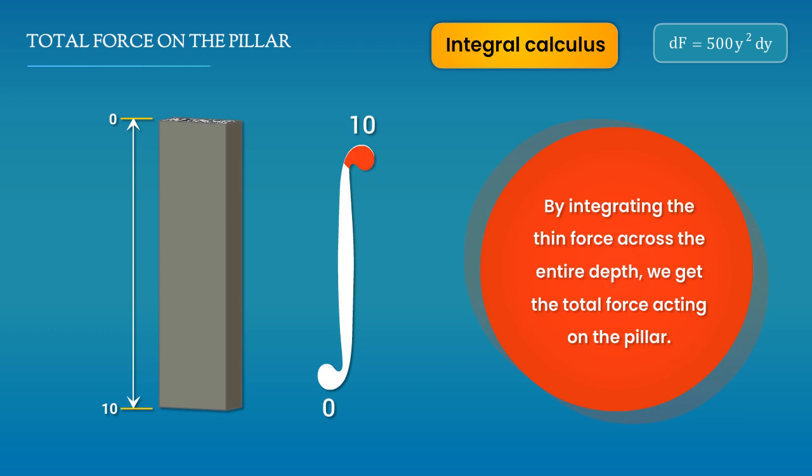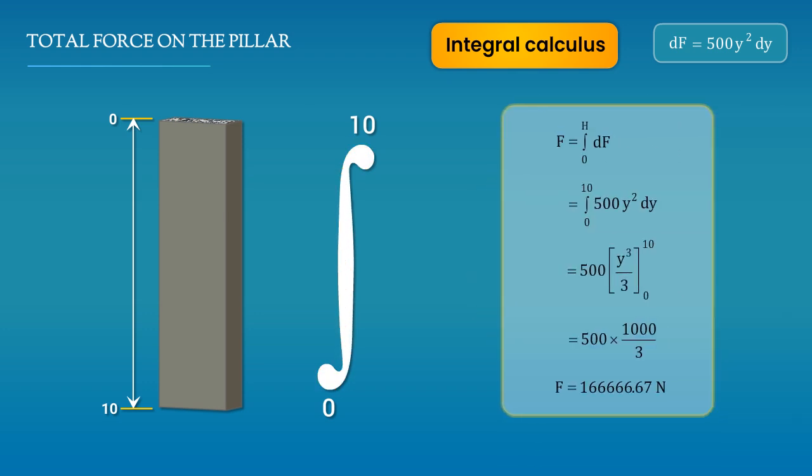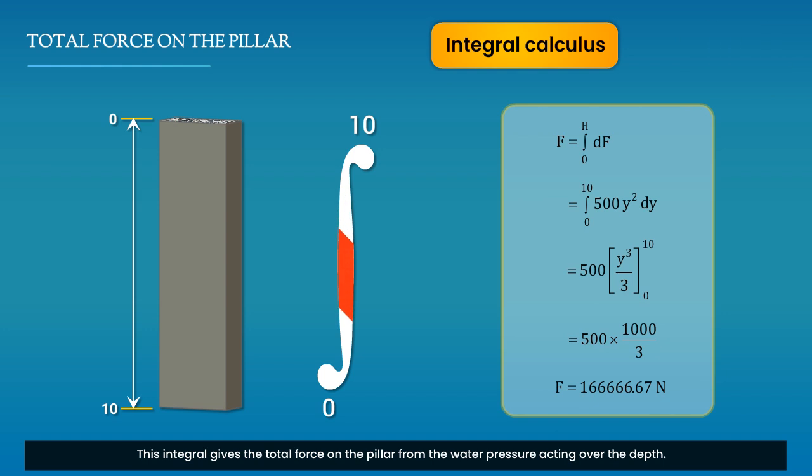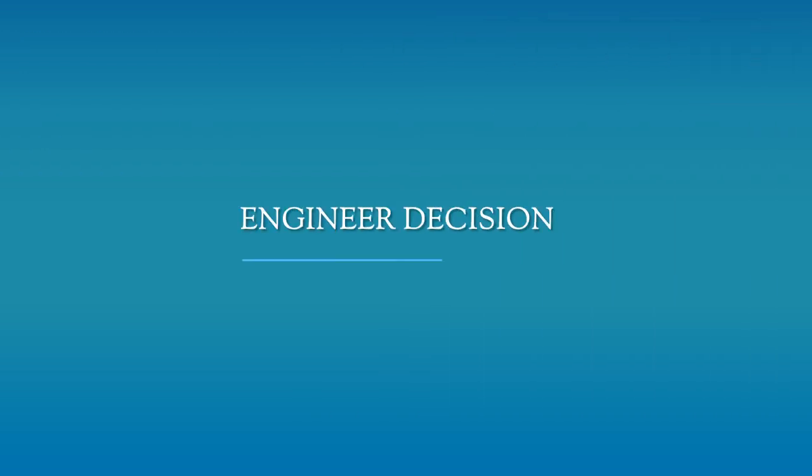By integrating the thin force across the entire depth, we get the total force acting on the pillar. This integral gives the total force on the pillar from the water pressure acting over the deck. Engineer decision.